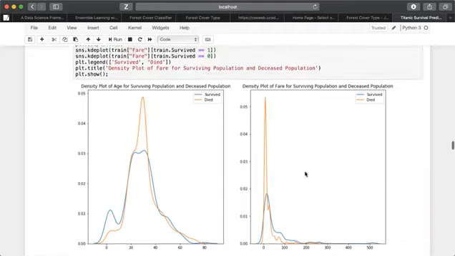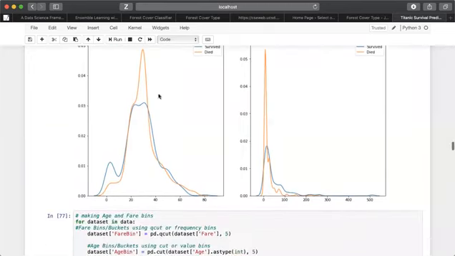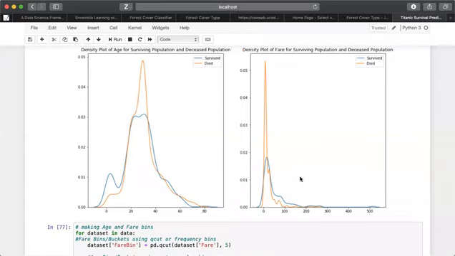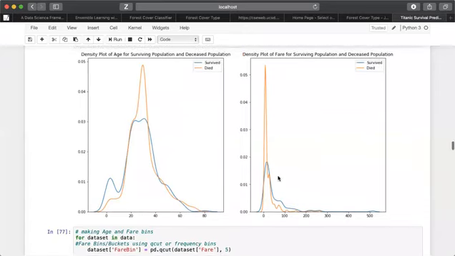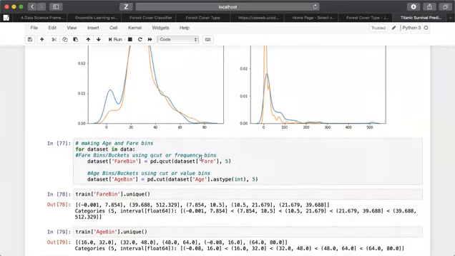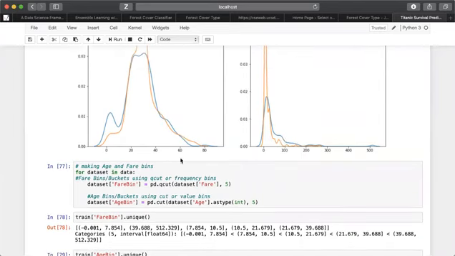So when we have to make the bins for this, if it is a normal Gaussian, then it is better to use equal-width bins. And if it is right skewed or left skewed like this, then it is better to make the bins by frequency. There are two methods in pandas. One is called qcut, which cuts on the basis of frequency, which I have used for the fare. And there is the normal method called cut, which is for value bins, that I have used for the age.